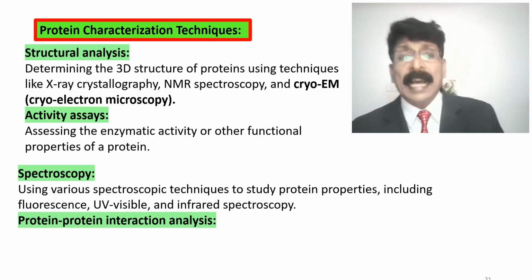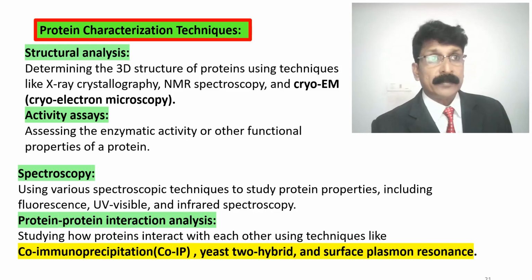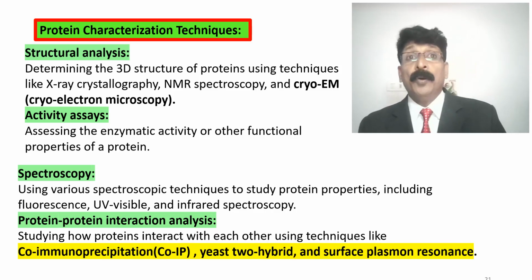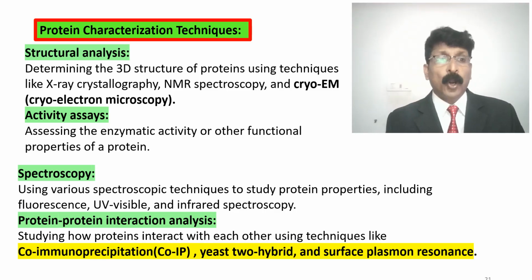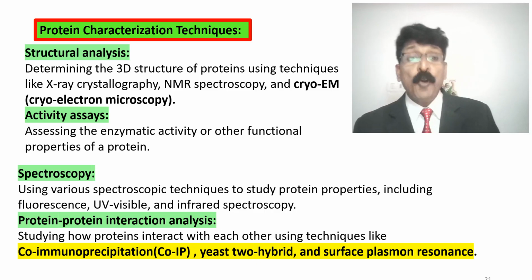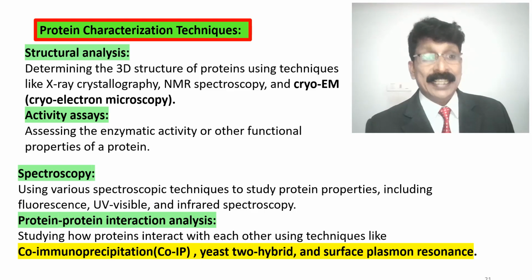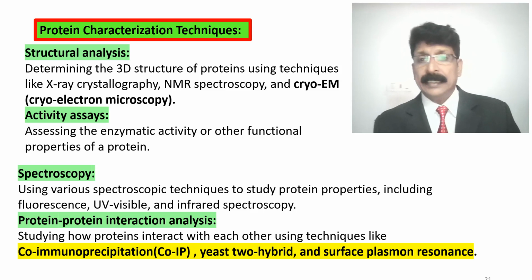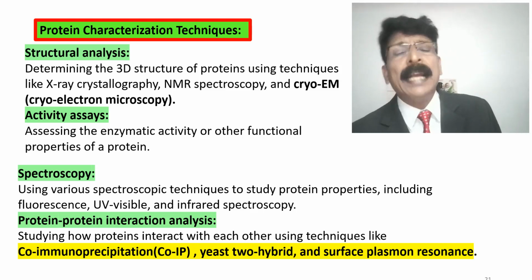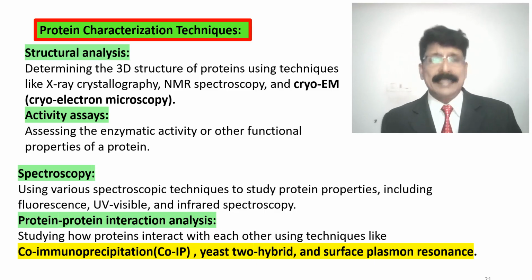Protein-protein interaction analysis, studying how protein interact with each other using techniques like, very important technique, that's why just highlighted by yellow color. Co-immunoprecipitation, that is COIP, it is mentioned in short form COIP, protein-protein interaction analysis, yeast 2 hybrid techniques, and surface plasmon resonance technique. These three techniques can be followed for protein-protein interaction analysis.